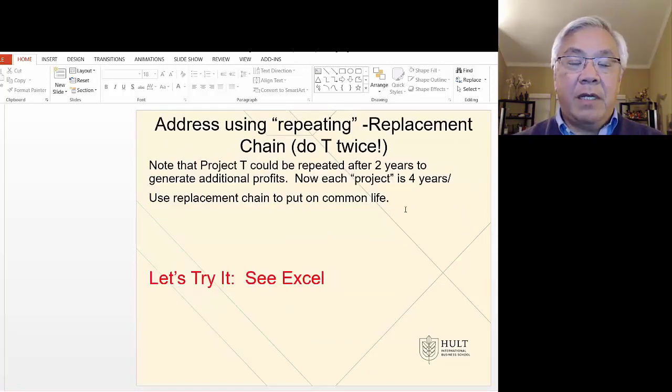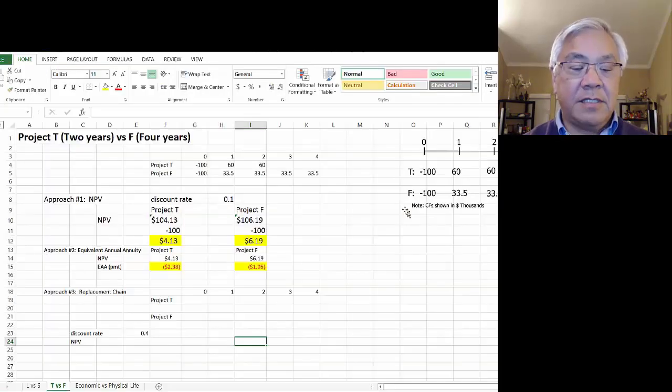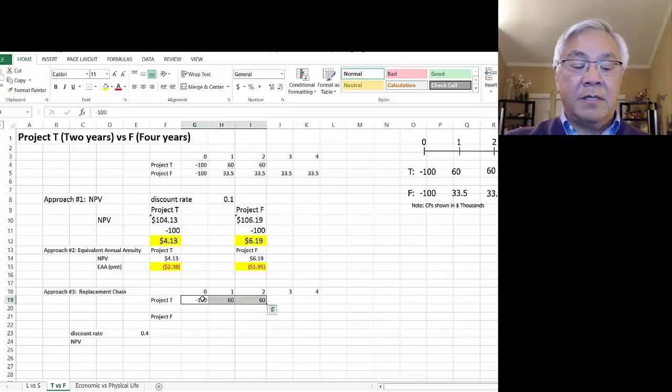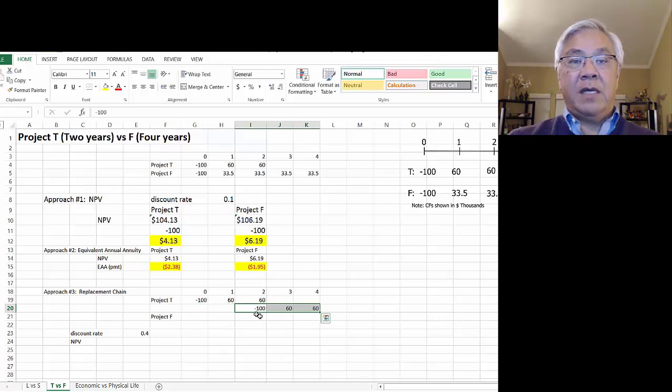So now we'll look at another approach, which is called the replacement chain, where we repeat the shorter project again so that we can equalize the time difference. Let's look at this, and we have to do a little formatting here. Project T will capture the first two years, copy, put it here. So we see one project of -100, 60, and 60. Then we do it again. We copy that, and at the end of year 2, we do it all over again. So at the end of year 2, we'll invest another 100 and get 60 for the 2 years after that.